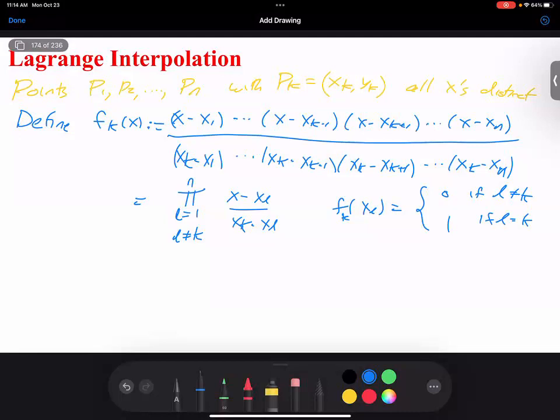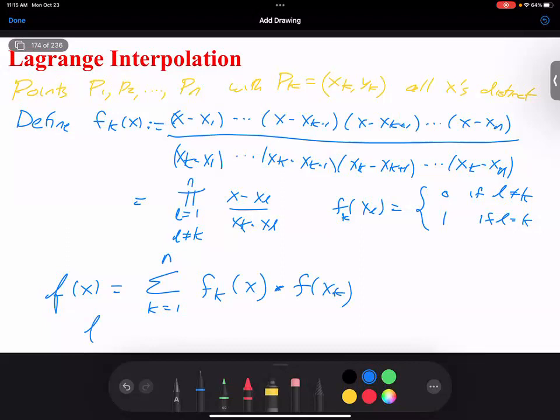So now let's consider the function, say, script f of x, which is going to be a sum, k goes from 1 to n, of fk of x times f of xk. So what is f of xk going to equal for any k? It's going to be yk. So here I guess we'll be saying yk is f of xk. So maybe over here, instead of doing this, I should just put in a yk.